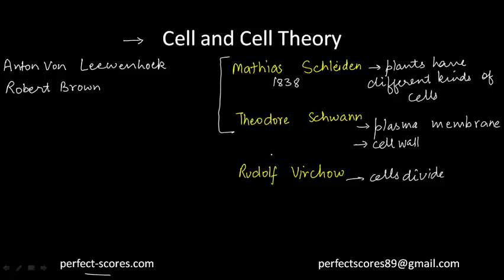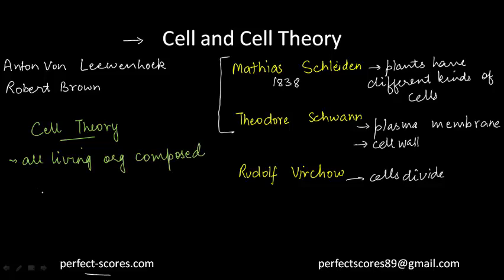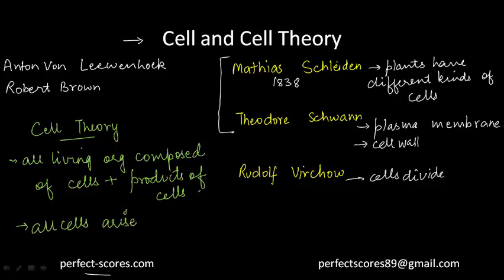So what is cell theory as we know it today? The first point of cell theory is that all living organisms are composed of cells and products of cells. The second important part of the cell theory is that all cells arise from pre-existing cells. So these are the two important components of the cell theory.